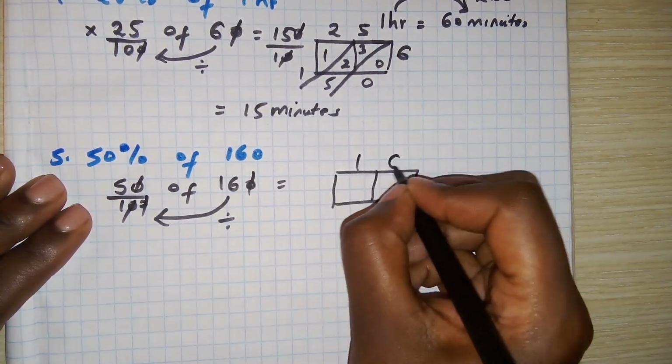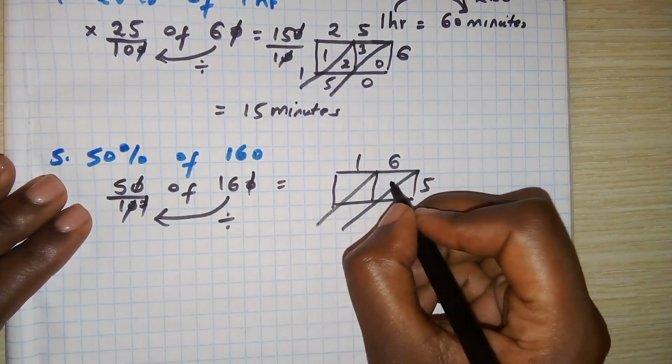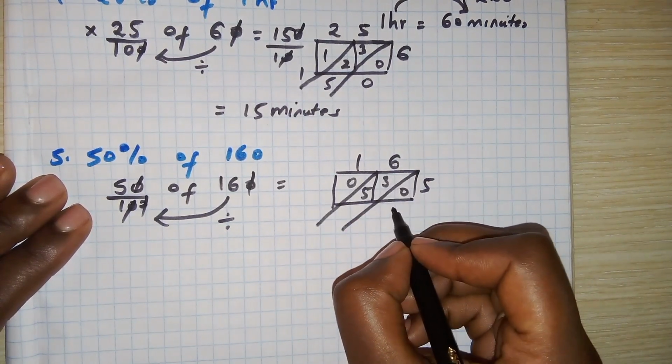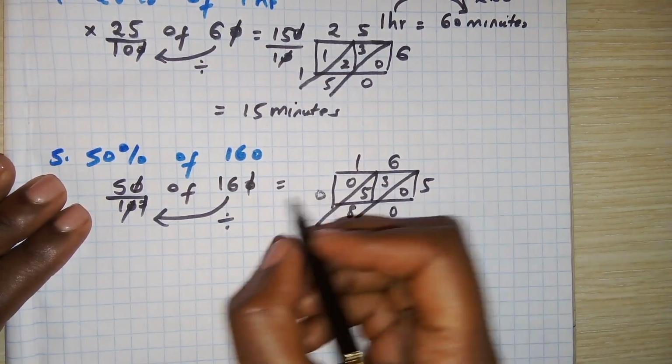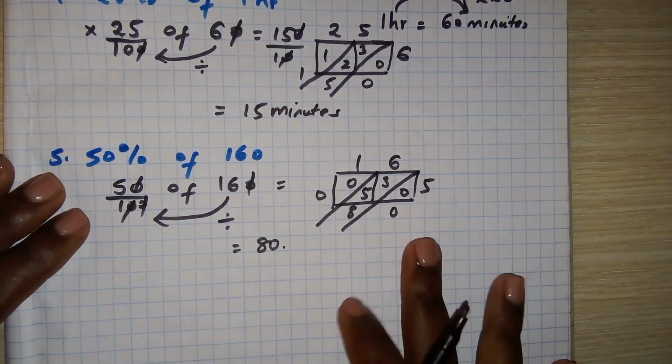Let's use the lattice method. 6 times 5 is 30. 1 times 5 is 5, so 0, 8, 0. So you're getting your answer as 80.